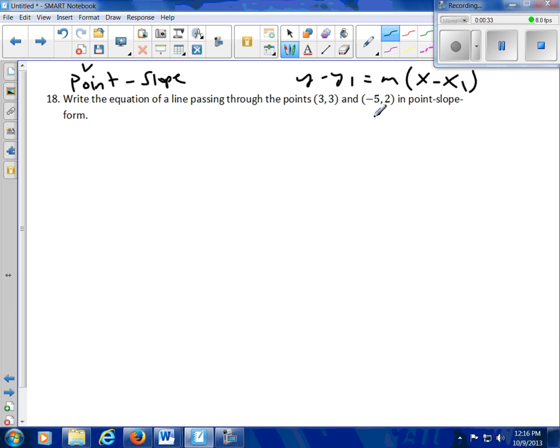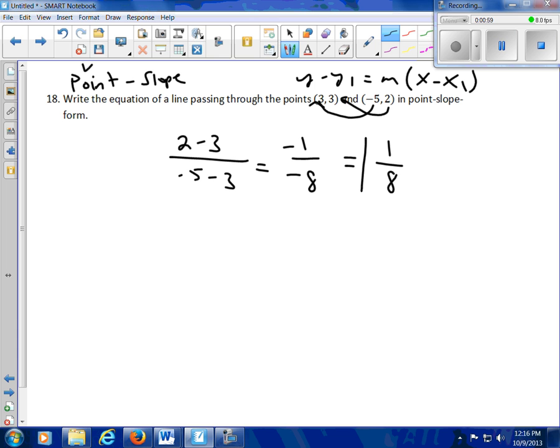I know that I can figure out my slope when I have 2 points by taking y2 minus y1. So 2 minus 3, and it's going to be over x2 minus x1. So negative 5 minus 3. And I'm going to get 2 minus 3 is negative 1, and negative 5 minus 3 is negative 8. A negative divided by a negative always gives me a positive, so 1 over 8 is my slope.